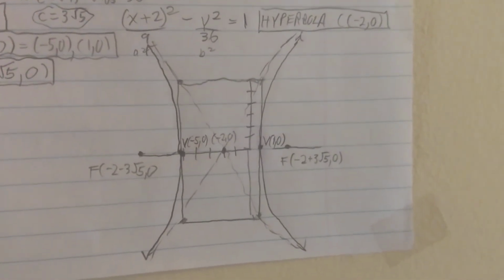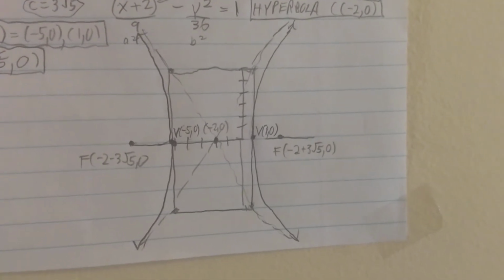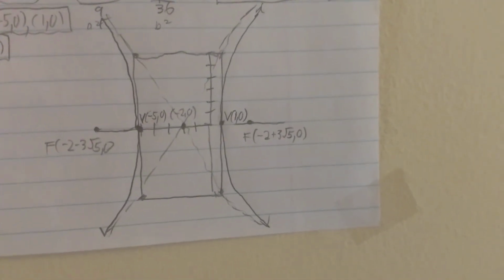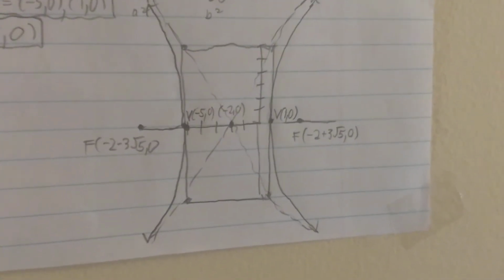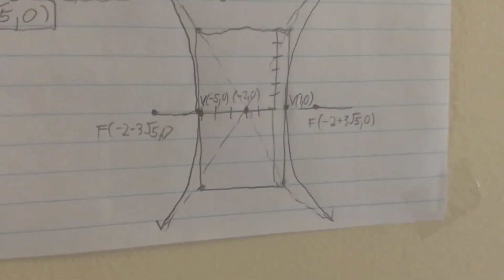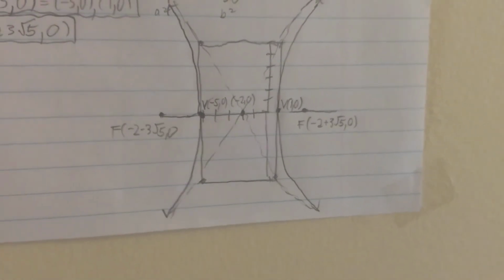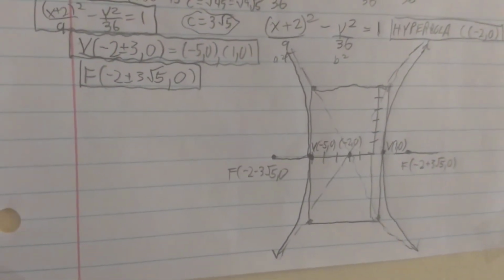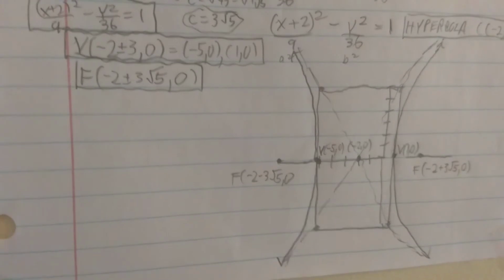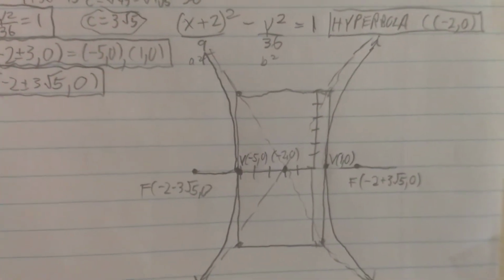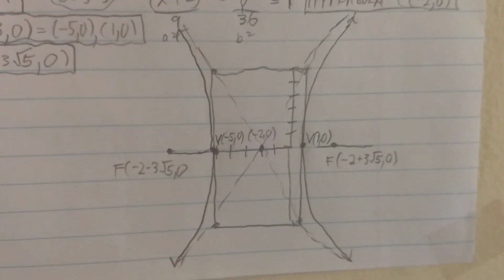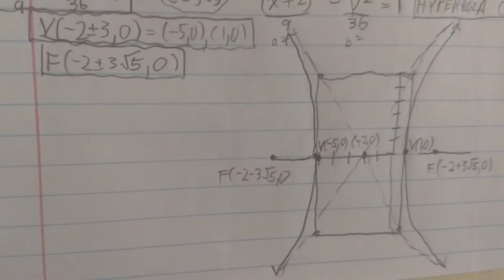So we go to the left, negative 5, 0, to the right, 1, 0, and from the center, we go up 6 and down 6. So our box is 6 by 12. And to get our c squared, we just add the 9 plus 36, because that's a squared plus b squared. So that gives us 45.